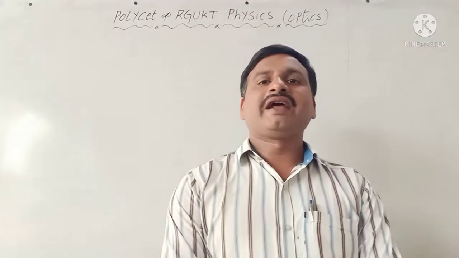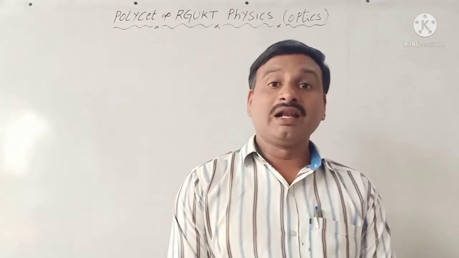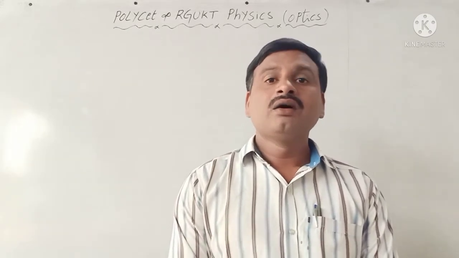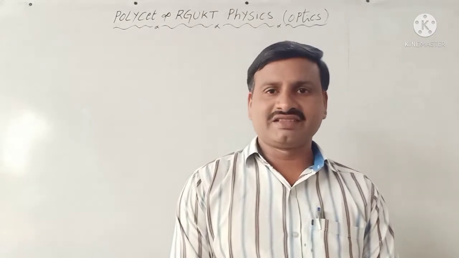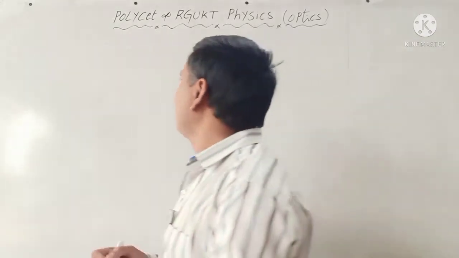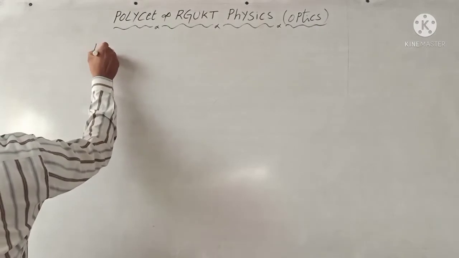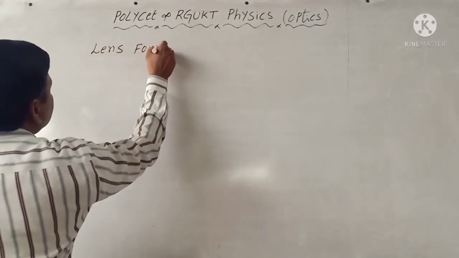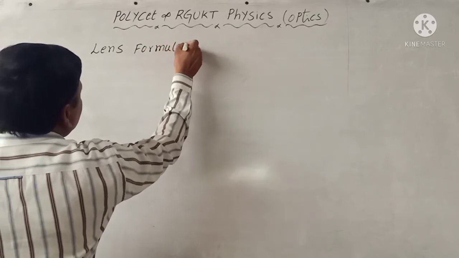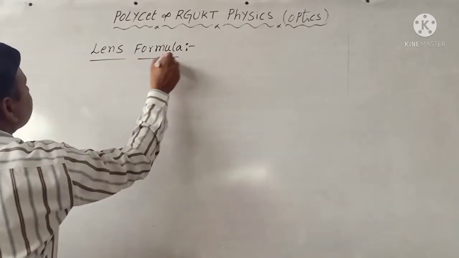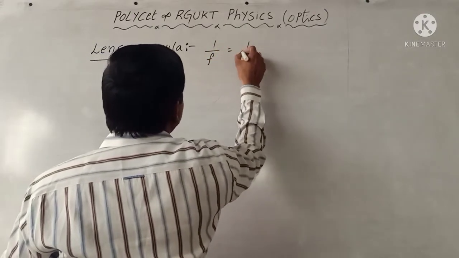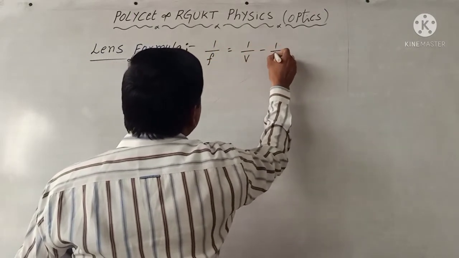Today we are discussing the lens formula, lens maker's formula and power of lens. So first of all, what is the lens formula? The lens formula says 1 by f is equal to 1 by v minus 1 by u.